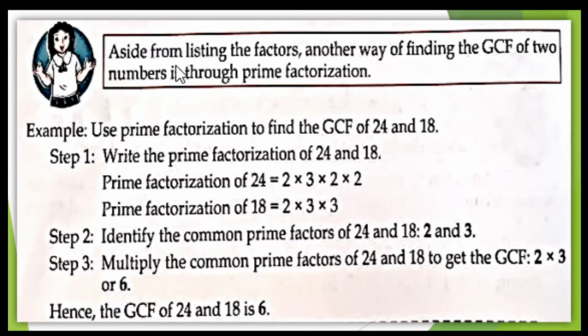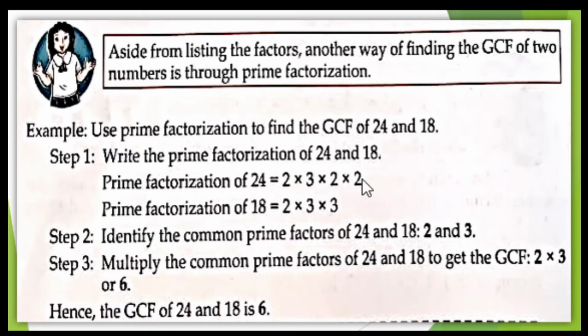Next, aside from listing the factors, another way of finding the GCF of two numbers is through prime factorization. Example, use prime factorization to find the GCF of 24 and 18. Step 1. Write the prime factorization of 24 and 18. Prime factorization of 24: 2, 3, 2, and 2. When we multiply, 2 times 3 times 2 times 2 is equal to 24. And they are all prime numbers.